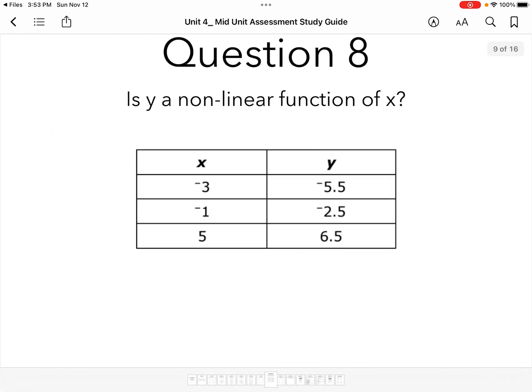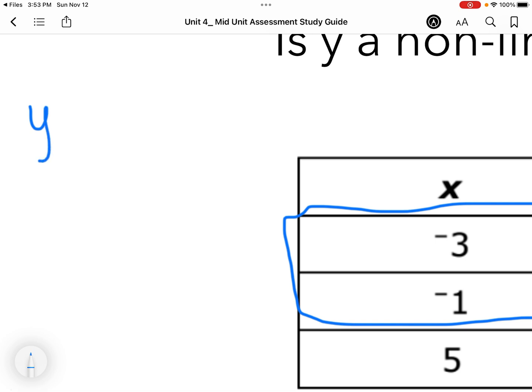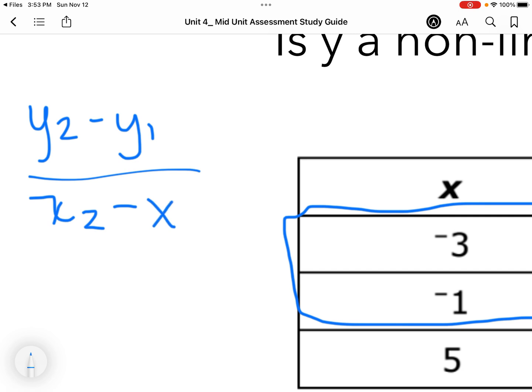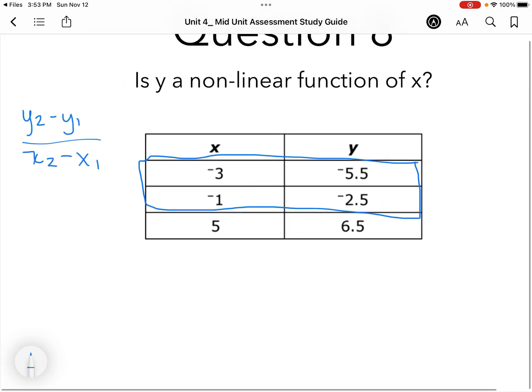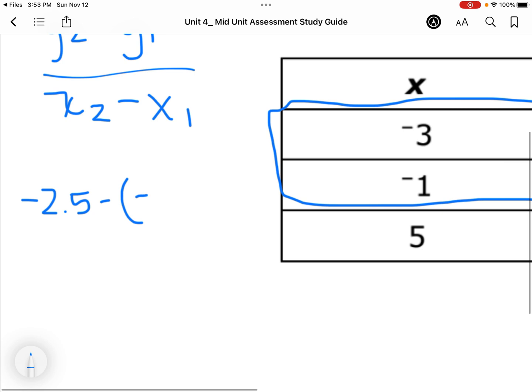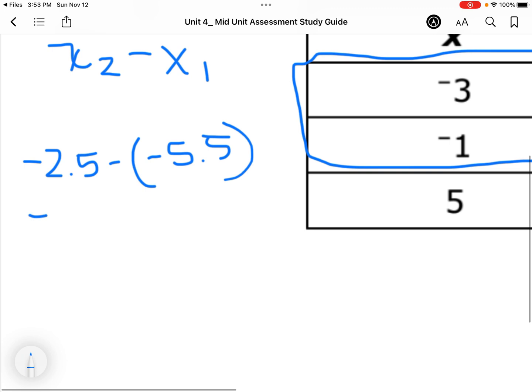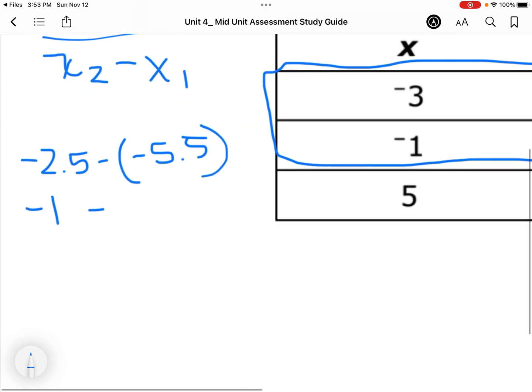All right, is y a non-linear function of x? Well, I know when I see a table, I'm going to have to take the first 2 rows and think about y2 minus y1 divided by x2 minus x1. So let's look at that. We've got negative 2.5 minus negative 5.5, and then we've got negative 1 minus negative 3.